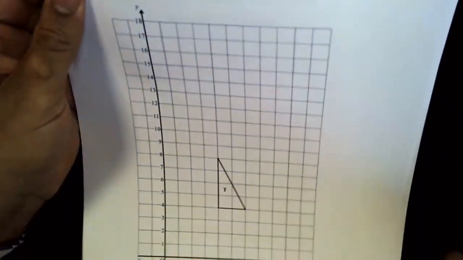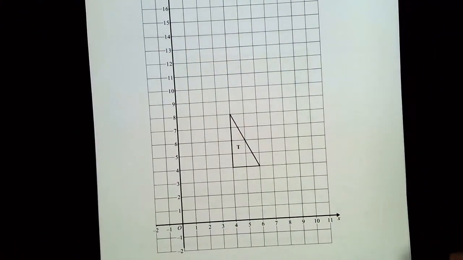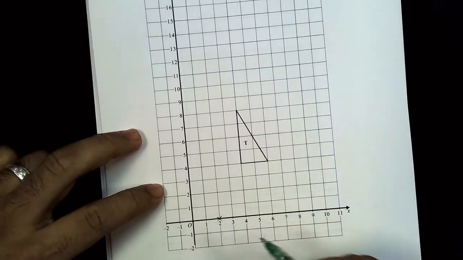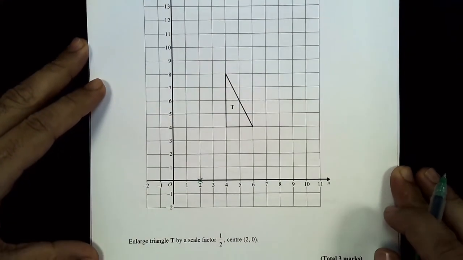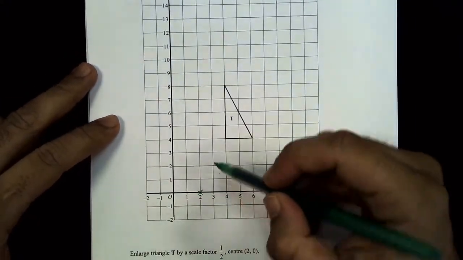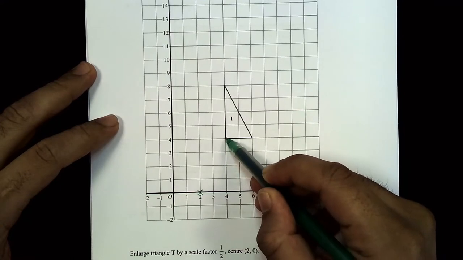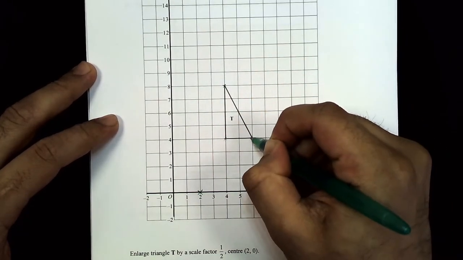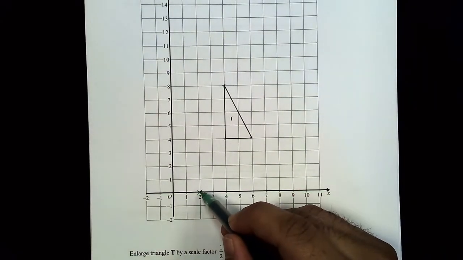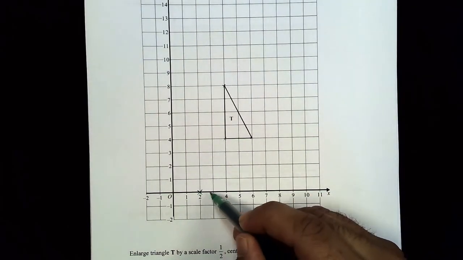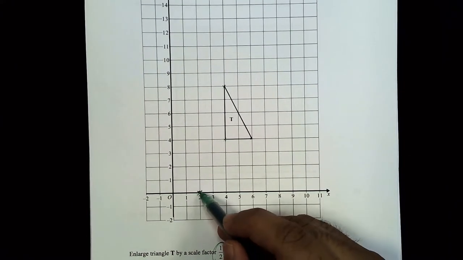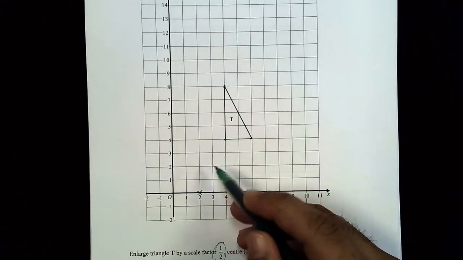Boom. Enlarge triangle 2 by scale factor 1/2, center 2, 0. So let's put a cross on 2, 0. And when a question says enlarge by a scale factor 1/2, what that means is look at the distance from here to here, each point on your shape, and then half it. So for example, to get from my center of enlargement to this point here, I have to go 2 across and 4 up. Half those distances. So instead of going 2 across and 4 up, I'm going to go 1 across and 2 up.